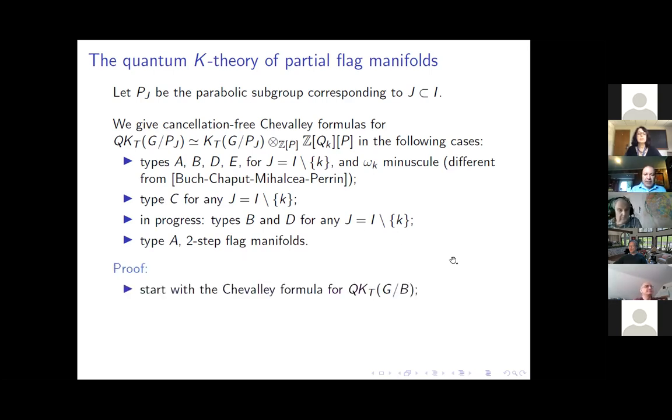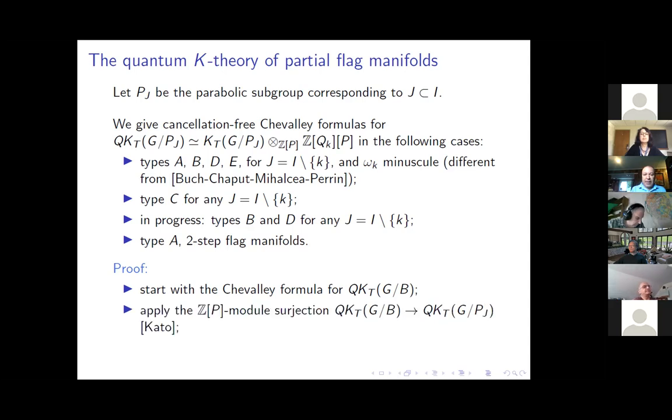So the idea is fairly simple. You start with the Chevalley formula that I've shown before for quantum K theory, T-equivariant, for G mod B. And then there is this Kato module surjection from G mod B to G mod P. And when you apply this surjection to the formula that we derived before for G mod B, you have lots of cancellations. So you have to perform all the cancellations using the sign reversing involution. So here is the more difficult part. And once you do this, you arrive at the clean formula with no cancellations.